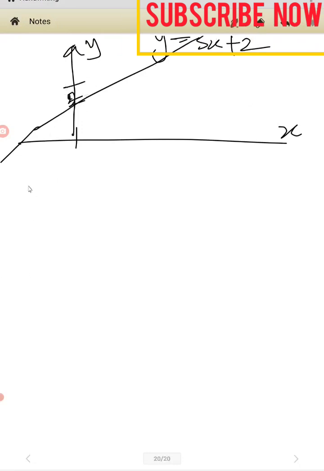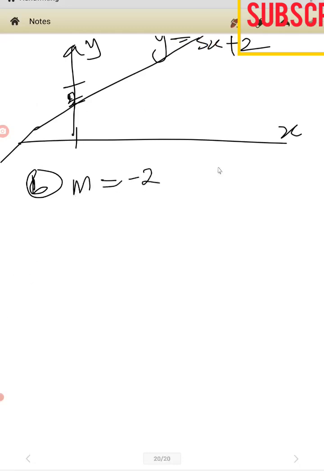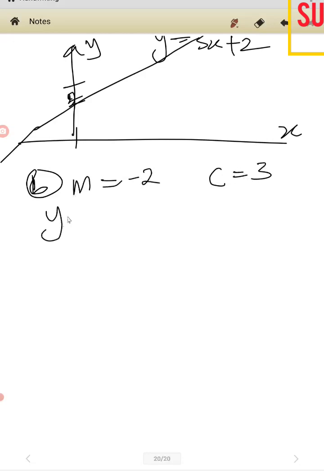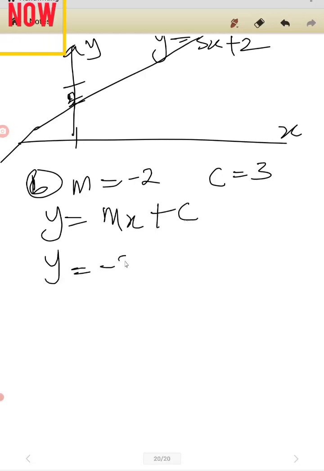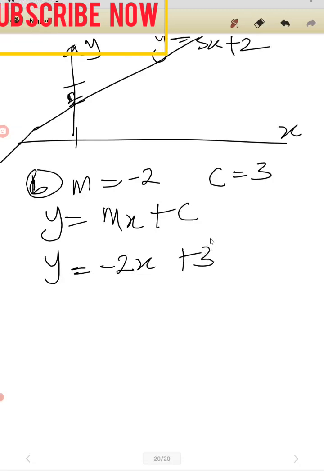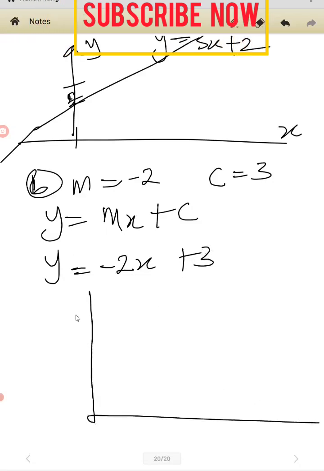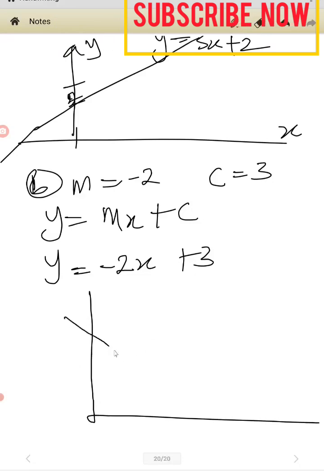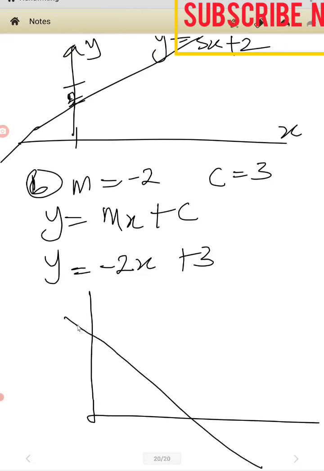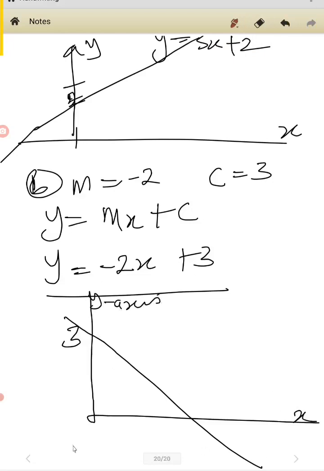So let's solve the second one, B, which says the gradient is minus 2 and the intercept is 3. And you know that the equation of a straight line is mx plus c, whereby y is equal to minus 2x plus 3. If you have to sketch this, your sketch will be in this form. After you go further, you see that it has a plus 3. Can you see now? So the intercept is plus 3. This is the x-axis. This is the y-axis.